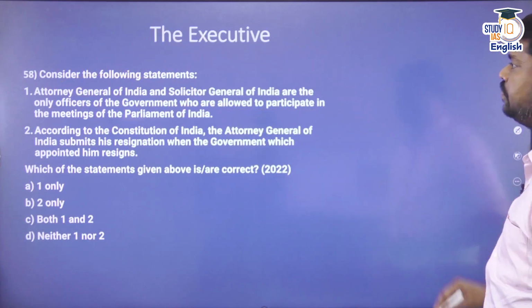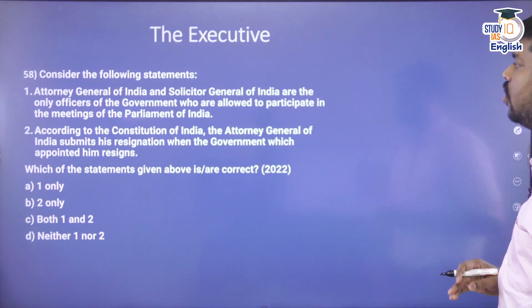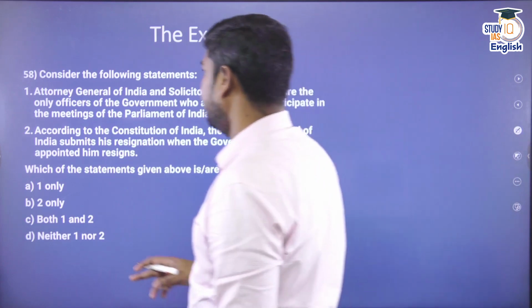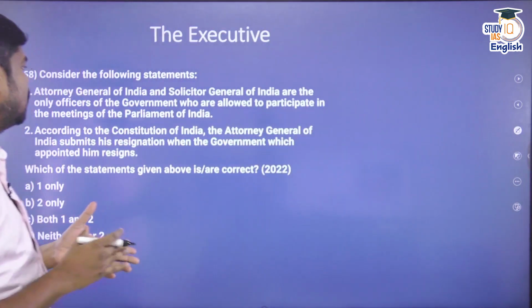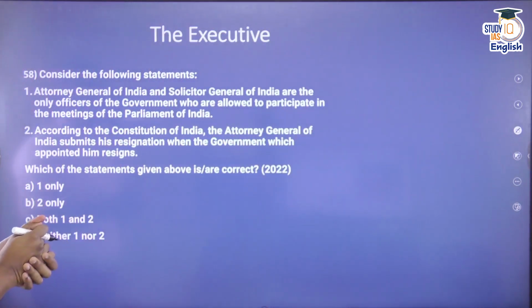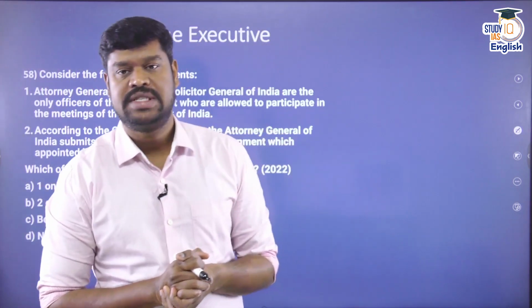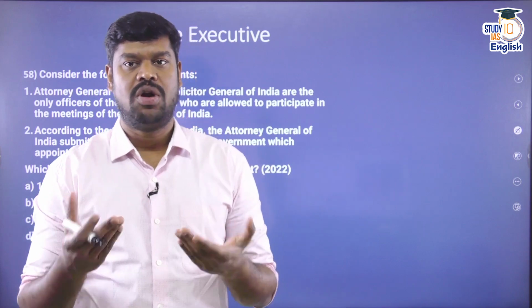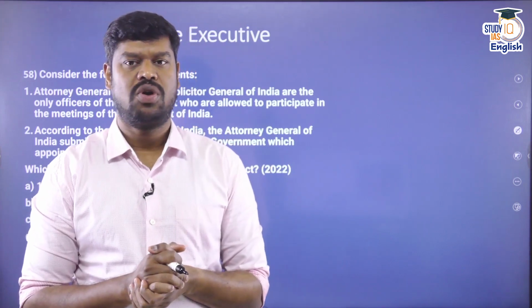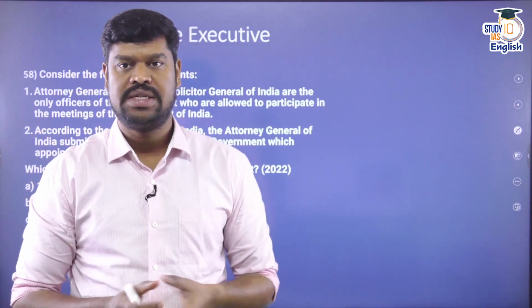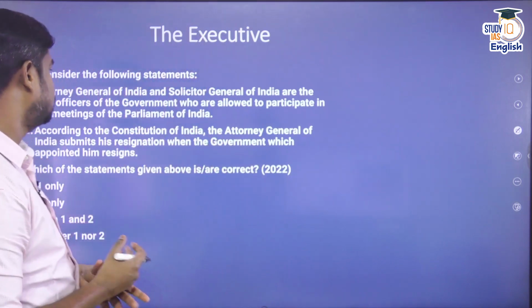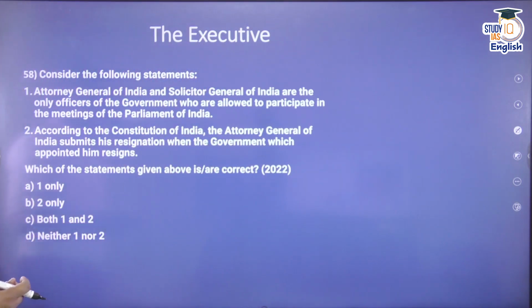Next question. Consider the following statements. Statement 1 says that the Attorney General of India and the Solicitor General of India are the only officers of the government who are allowed to participate in the meetings of Parliament of India. Not necessarily. Many times, secretaries of various governments can also be called upon to give certain information. The Public Accounts Committee can summon anyone. So in parliamentary proceedings, anybody can participate, not necessarily the Attorney General or the Solicitor General.